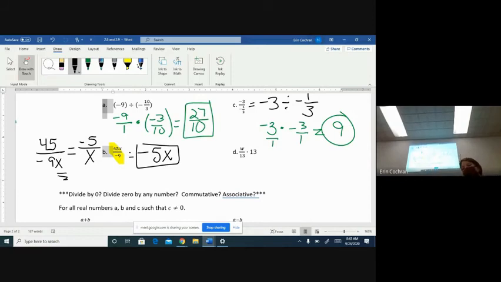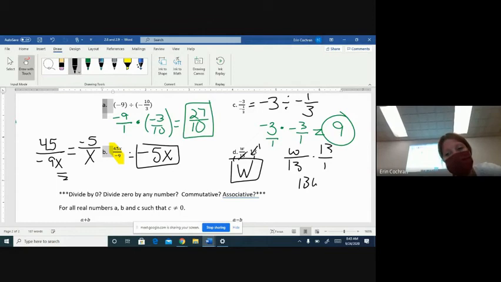Yep, good. All right, D, W over 13 times 13. 13 is the same thing as 13/1. Can I cross simplify in this one since it's multiplication? Yeah, so what do the 13s do? Cancel each other out, and I'm just left with W. Good. And again, if you wanted to multiply it, you get 13W over 13, which still cancels out to W, okay? All right, just a few more questions here.